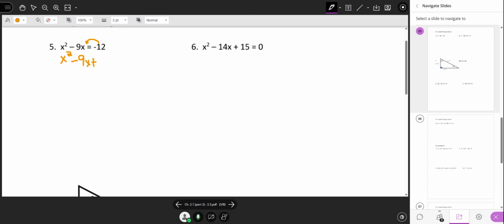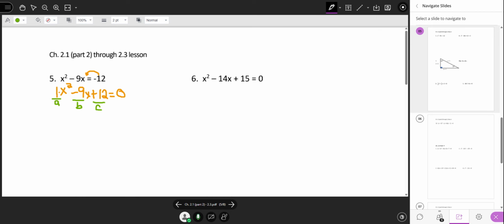So this becomes plus 12. Now, when I don't see a number in front, by default, that number is 1. So A is 1, B is negative 9, C is positive 12.